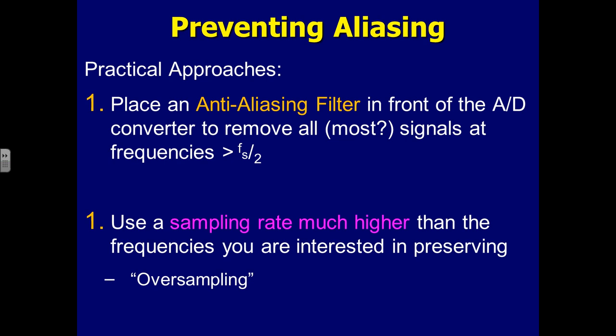In reality, most digital signal processing systems will actually use both of these approaches. To be safe, most systems will put anti-aliasing filters in front of the A to D converters, and they will also tend to sample at a rate that's not exactly at the Nyquist frequency, or twice the Nyquist frequency, but will sample at a higher rate to give themselves some extra headroom.